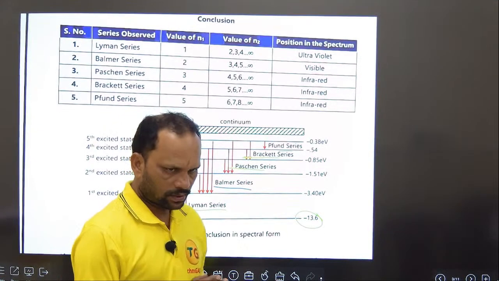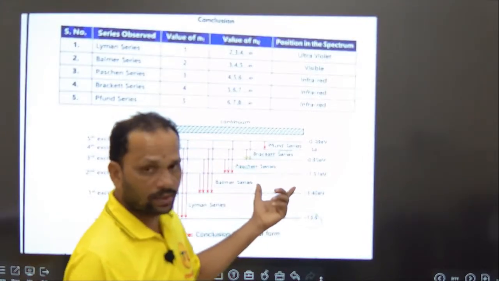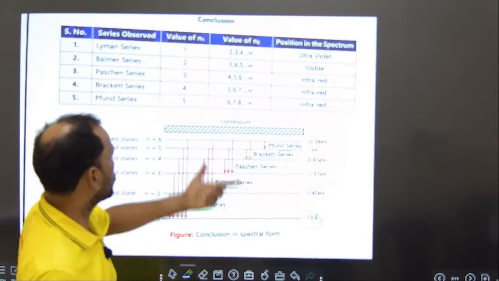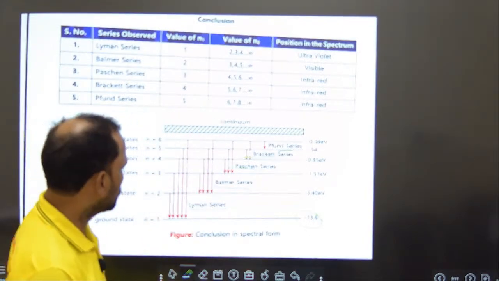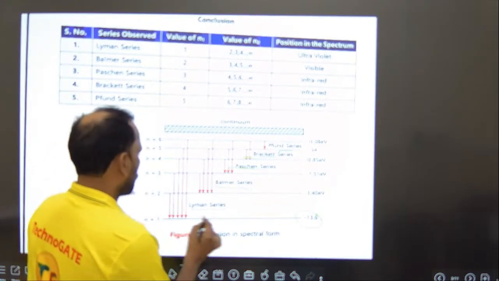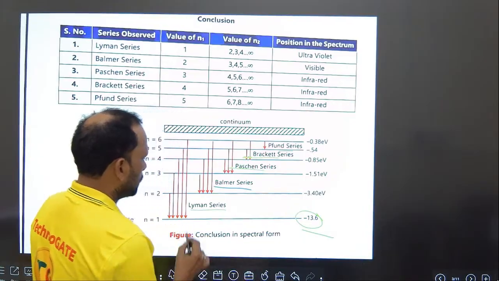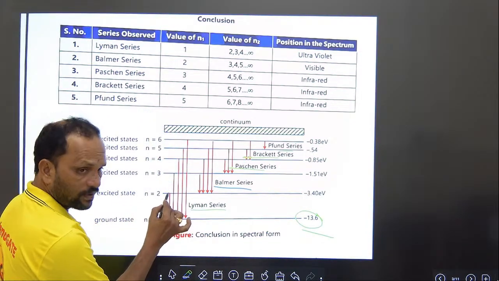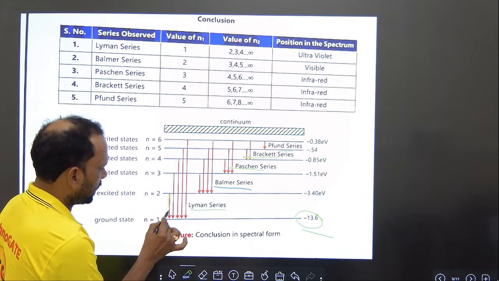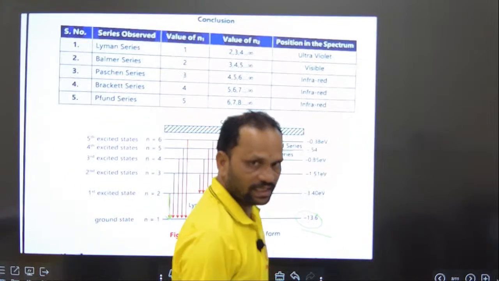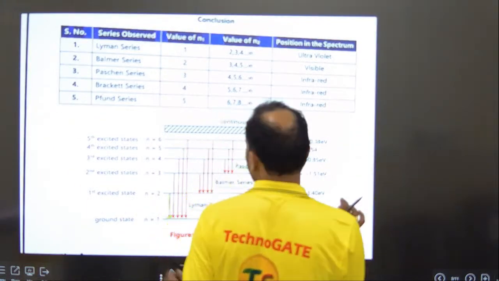In the last video, we discussed the hydrogen spectrum. We'll continue with the hydrogen spectrum here. This is the ground state, first excited, second excited. From the first excited state to the ground state, n is equal to 2 to n is equal to 1. So how much energy is released? What is the wavelength?